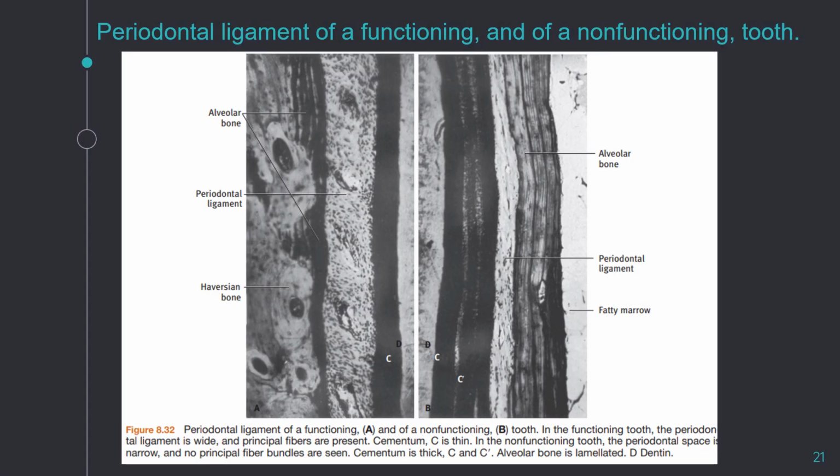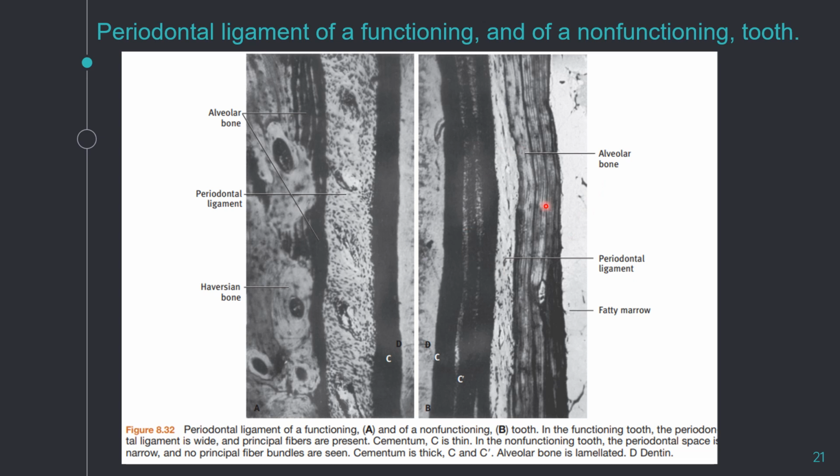Now this is the picture of periodontal ligament. Here, this is the periodontal ligament space, which is in function. So now you see this is the bone, this is the cementum, and this is the periodontal ligament. This is the normal physiological width of periodontal ligament. We see the fibers, and these are the fibroblasts, and this is the normal width of the periodontal ligament. This is in function.